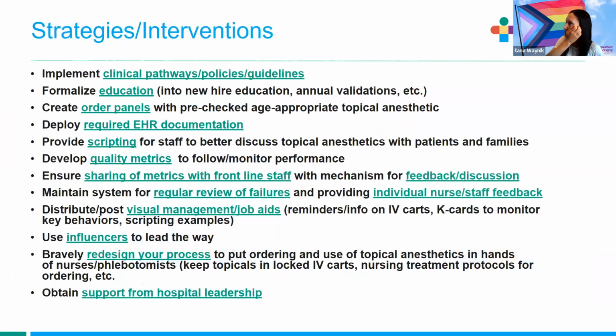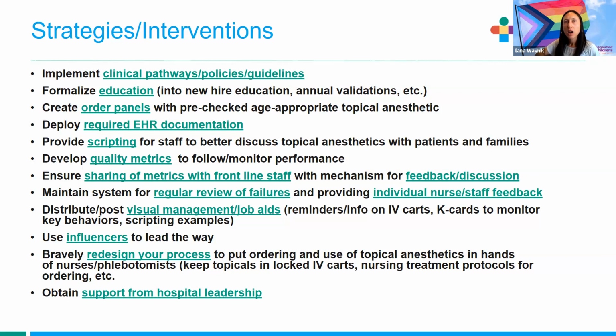So I'm going to just briefly go through some of the strategies and interventions that we implemented so far during this project. So in version 1.0, we had implemented a clinical pathway. You can implement a policy, a guideline, whatever your institution has. That's why I kept it vague here. That was really helpful during the 1.0 project, and it helped us a lot with our continued education of staff members throughout this 2.0 project.